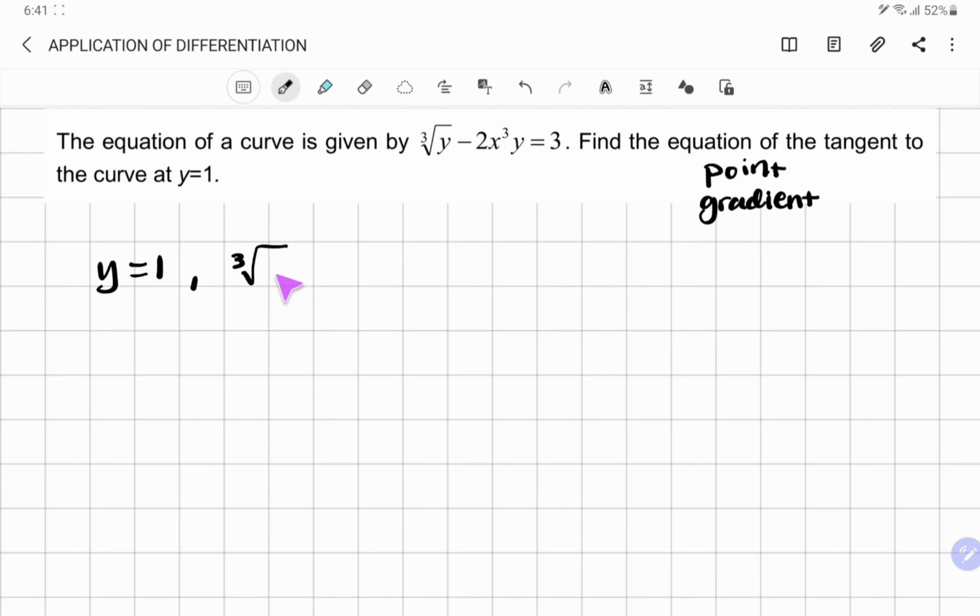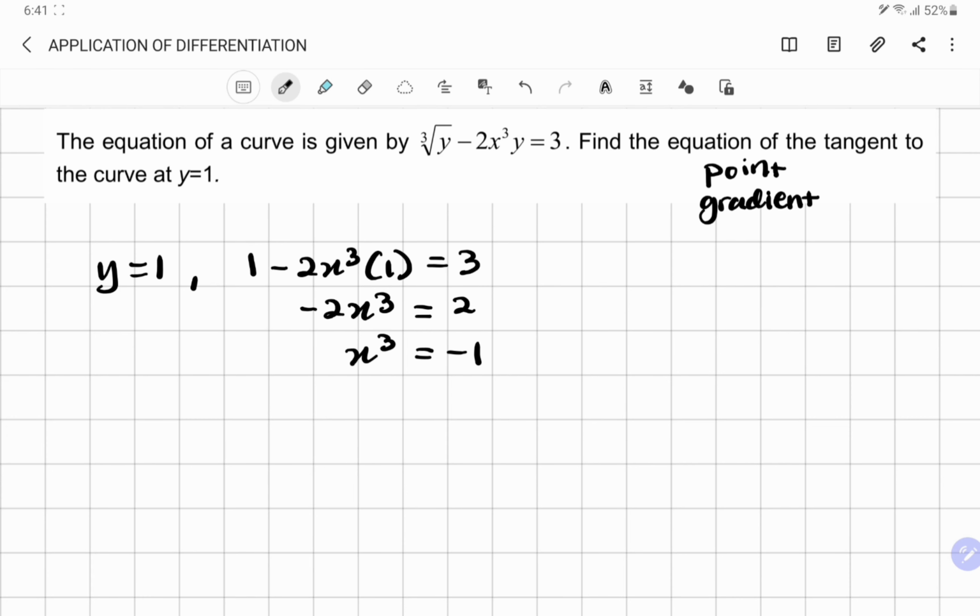Cube root of 1 is 1, minus 2x cubed times 1 equals 3. Then let us simplify this. We're going to get negative 2x cubed equals 2. Bring 1 to the right hand side. 3 minus 1 is 2. Divide both sides by negative 2. x cubed equals negative 1. Cube root both sides, then x equals cube root of negative 1, which is x equals negative 1.